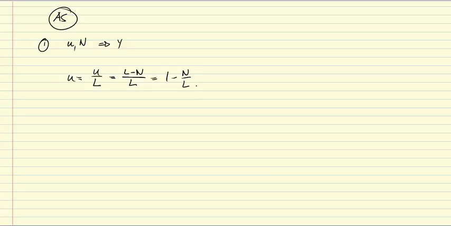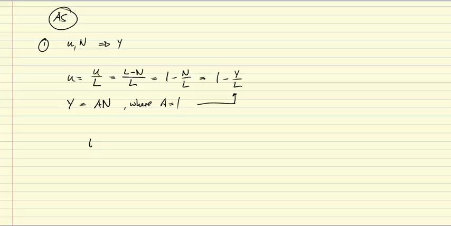Now, what is N? We know that we have a production function that is Y equal to A times N, where A is assumed to be equal to 1, just for simplicity here. We're assuming a constant level of productivity. Now, if we just plug that in here, we get U as 1 minus Y over L. So there's an inverse relationship between the unemployment rate and output.